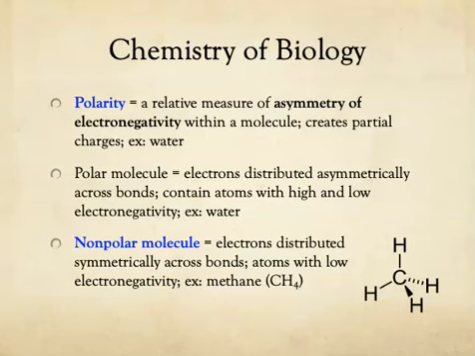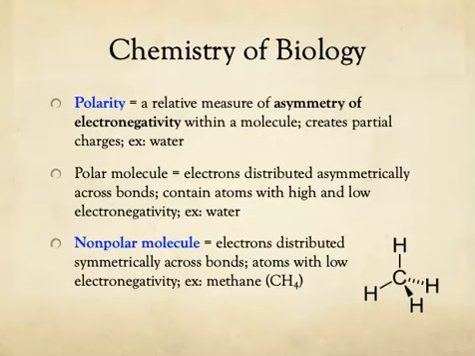When there is a difference in electronegativity between the two atoms in a covalent bond, the sharing of electrons will be unequal or asymmetrical, and that particular molecule will be polar. That molecule will contain partial charges as a result.